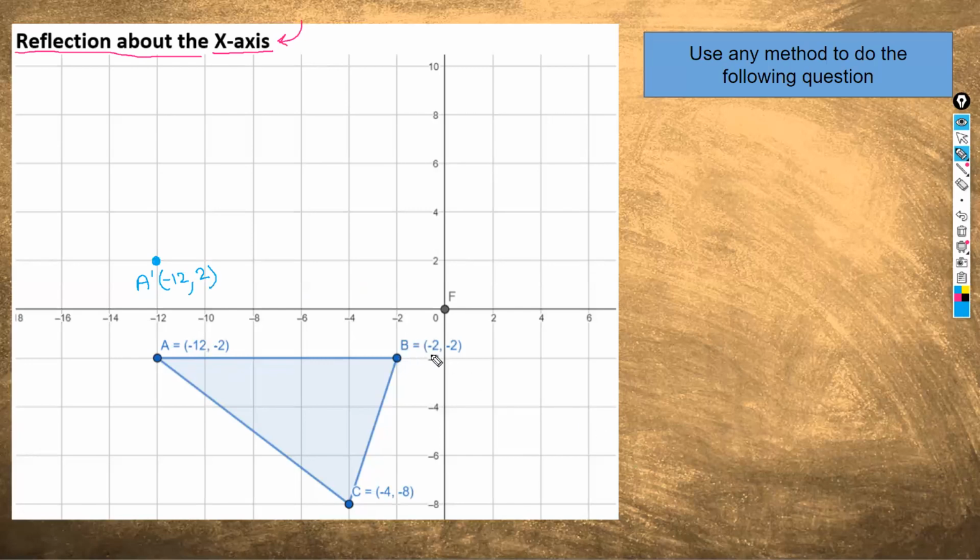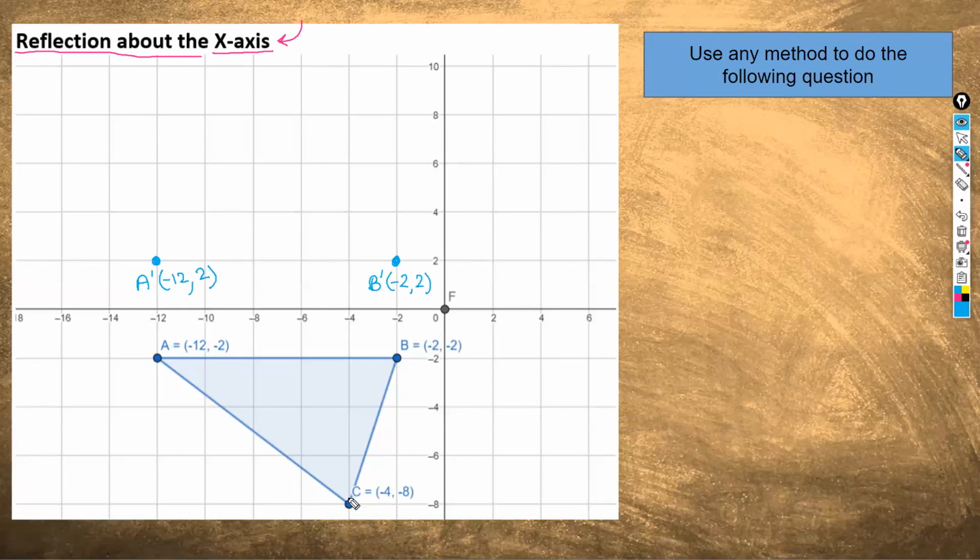For the B coordinate, it is one block below the mirror. So on the other side, it will be one block above. So it will be here. That's B prime. And look at the coordinates, minus 2, positive 2. The x coordinate remained the same. The y coordinate became the opposite.